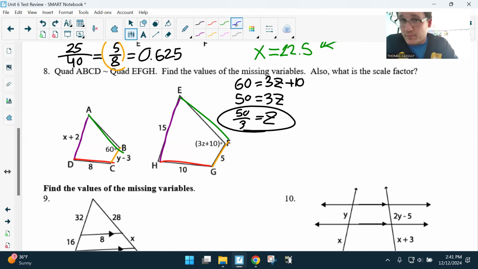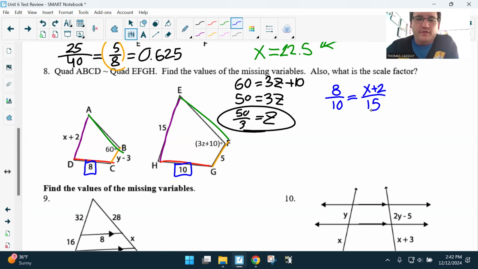Now the next one, proportions. What I'm going to do on both of these proportions is notice how I have an 8 and a 10, right? Those are just numbers. So I'm going to use that 8/10, or 8 divided by 10. Solve for x first, solve for y first, doesn't matter. I'm going to go for x. So I'm going to say x plus 2 divided by 15, and again, I'm keeping that same order. The left shape is going on the top of the fraction, the right shape is going on the bottom of the fraction. We just have to be consistent here.